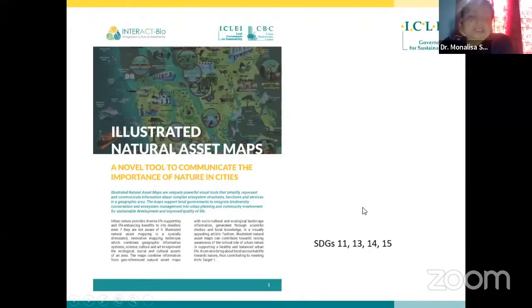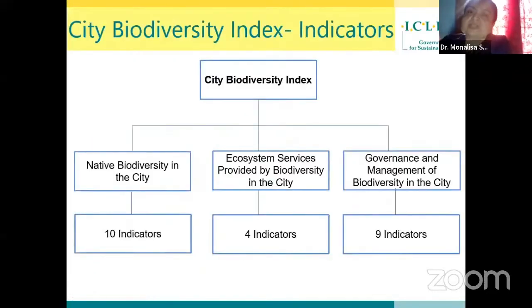And overall, this helps to achieve SDGs 11, 13, 14, and 15, which are sustainable cities, climate action, life on land, and life below water. Another implication of these maps is something called the City Biodiversity Index. This is basically the only index which is accepted by the Convention on Biological Diversity for understanding where cities are with regard to biodiversity governance.